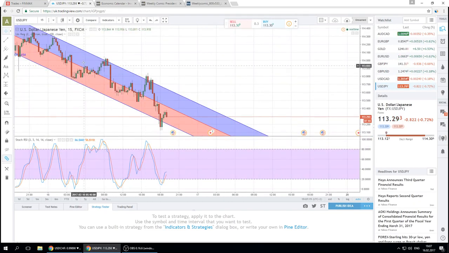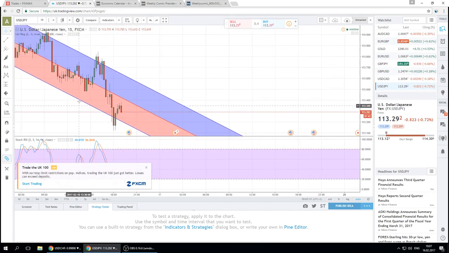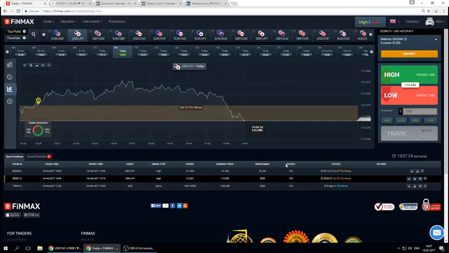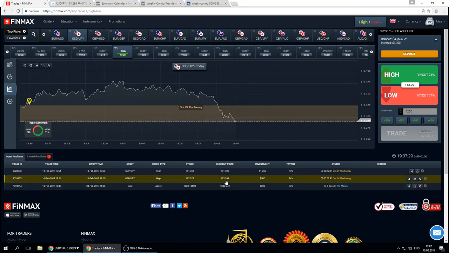The same situation on USD JPY. It was growing for a while, and right now it changed the direction. The difference is not that much, like 3 pips, nothing.